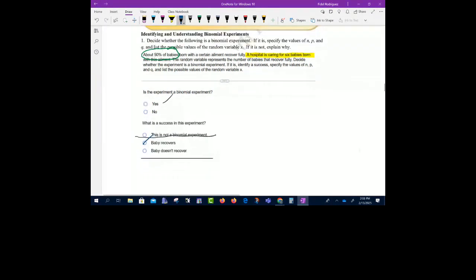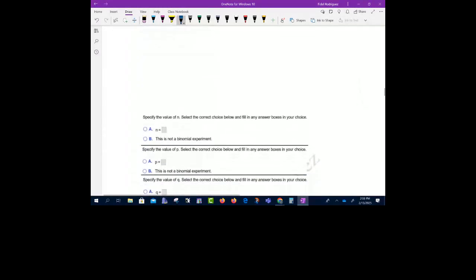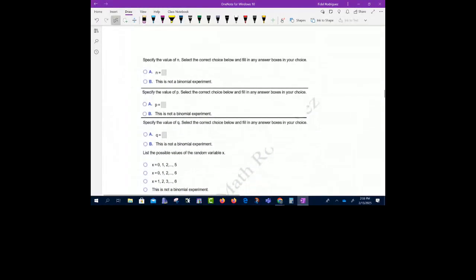Y'all, I'm going to scroll down. I'm sorry that the copies kind of went to the next page. Specify the value of n. Do y'all remember how many babies we were looking at here? 6. That's going to be my n, y'all. Specify the value of p. P is the likelihood or the chance that this baby is going to get better. What percent of babies did we say would get better? 50%, right? When we write our value for p, we're going to write it as a decimal. Does anybody remember how to write 50% as a decimal?